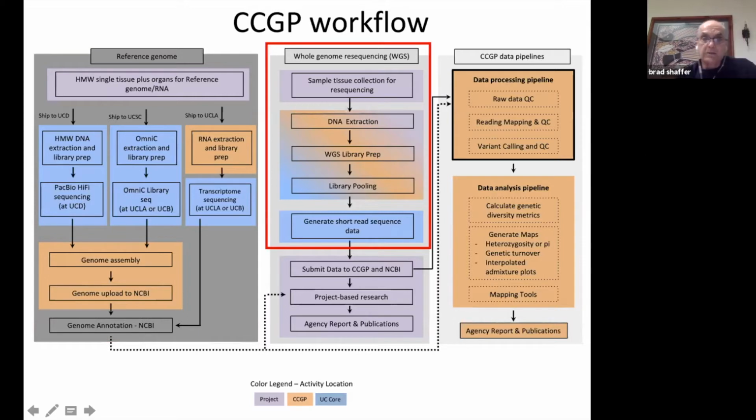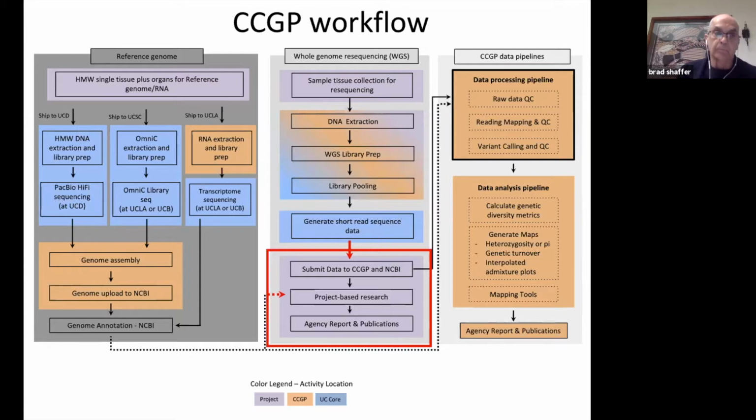The second piece is the whole genome resequencing, or WGS. And this is, as I said, really the heart and soul of the project, and what we're going to mostly talk about today. So this is your 150 individuals that you collect the samples. You can deal with that in a few different ways, and ultimately it will produce 150 individuals resequenced at the whole genome level at 10x coverage.